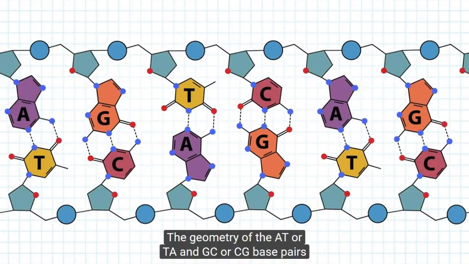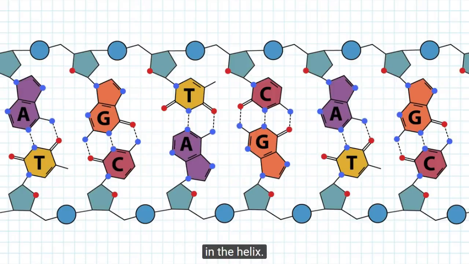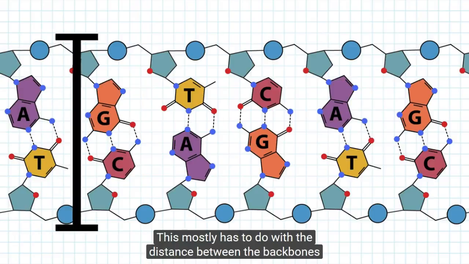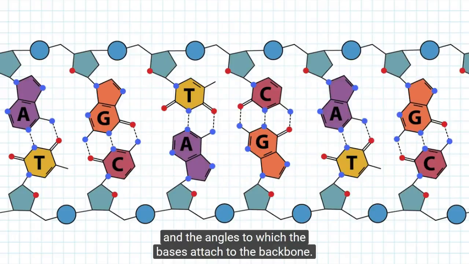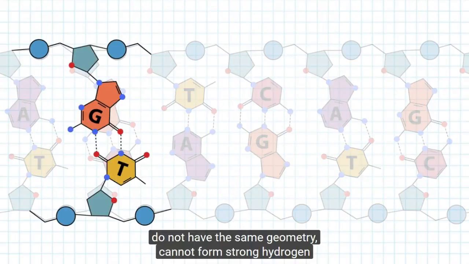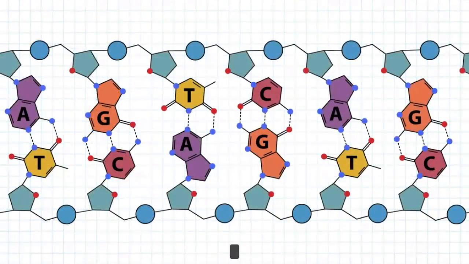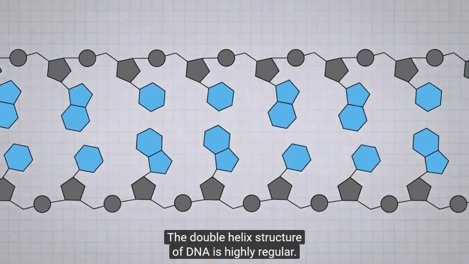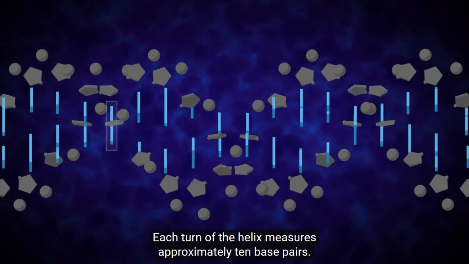The geometry of the AT, or TA, and GC, or CG base pairs is the same, allowing for symmetry and base stacking in the helix. This mostly has to do with the distance between the backbones and the angles to which the base is attached to the backbone. Other base pairs, like GT for example, do not have the same geometry, cannot form strong hydrogen bonds, and disturb the helix. The double helix structure of DNA is highly regular. Each turn of the helix might have approximately 10 base pairs.